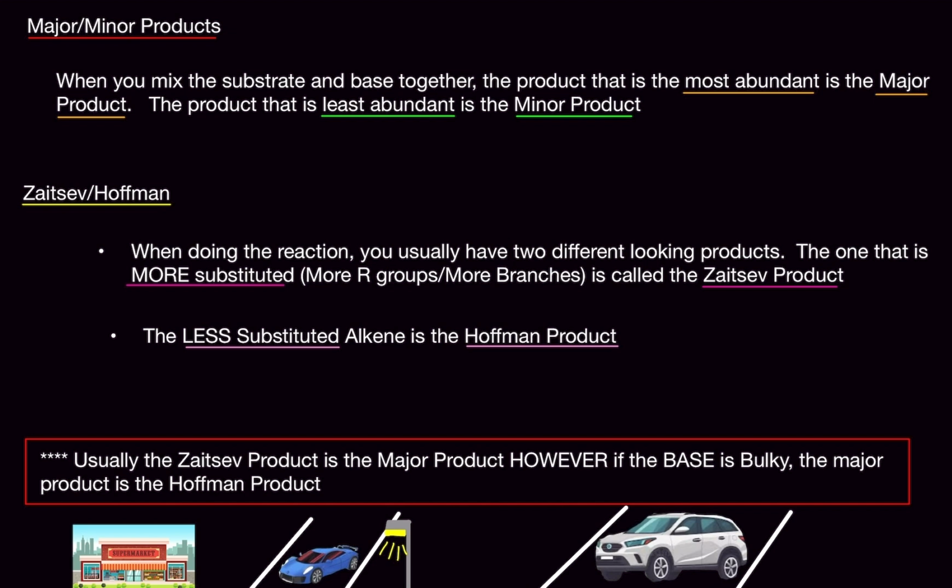Now, usually, the Zaitsev product is the major product. However, if the base is bulky, the major product is the Hofmann product. Okay, so let me break it down in another way.